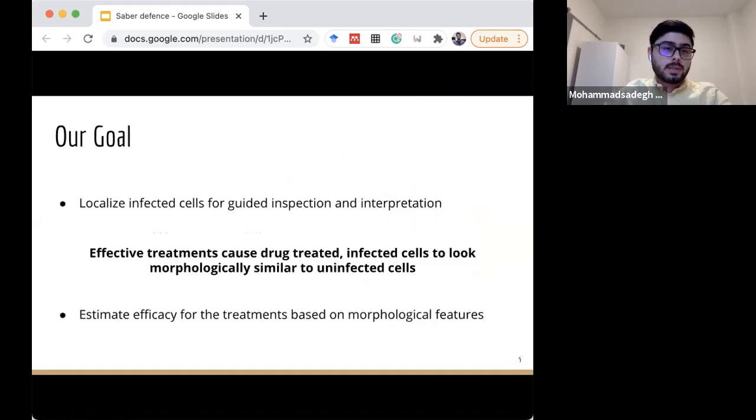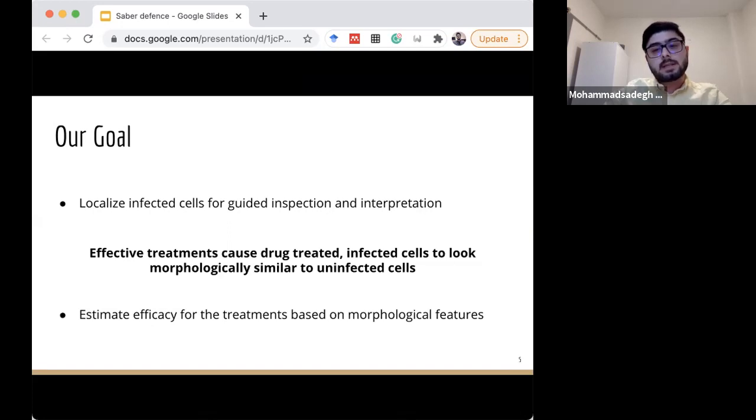We had two goals in this work. Our first goal is to localize the infected cells within a sample image population without using any specific molecular tools for tracking the virus by training a model that distinguishes between infected and uninfected sample images. These localized cells can be later used for inspection about their biology to better understand the infection. The second goal is to estimate efficacy of treatments based on the morphological features so that we can assess the effectiveness of a library of treatments within a high throughput screening.